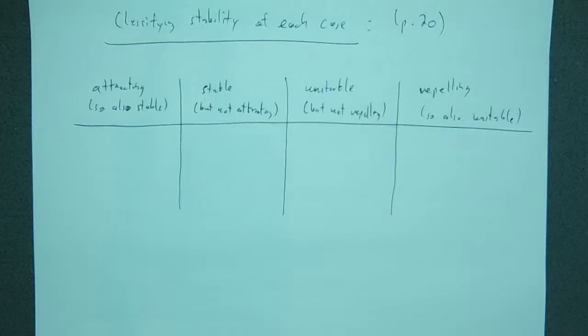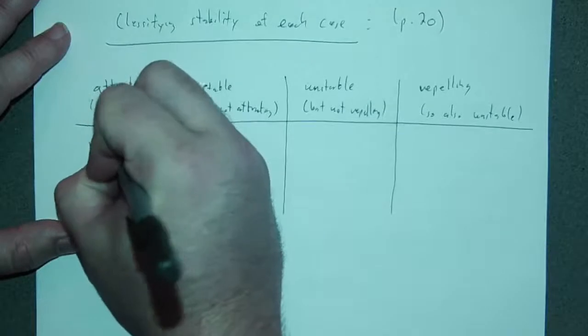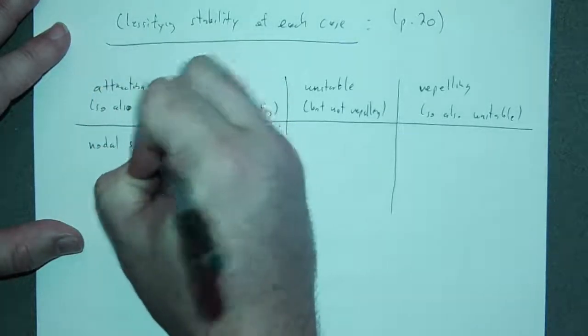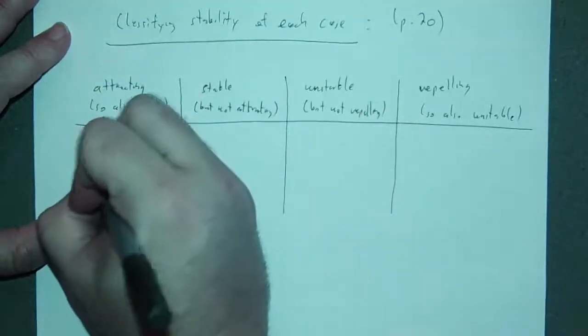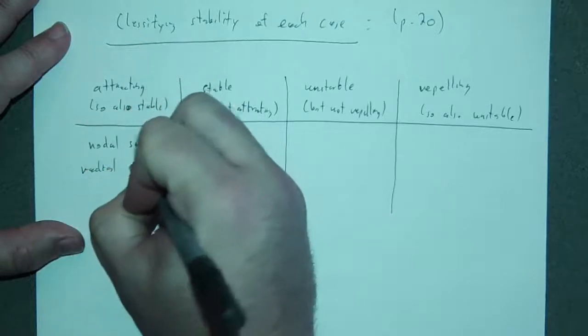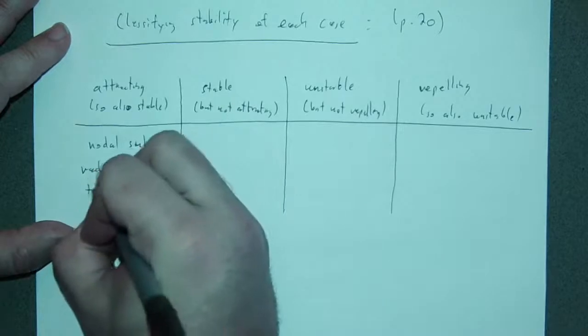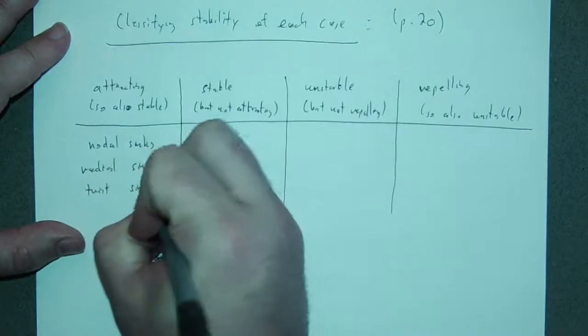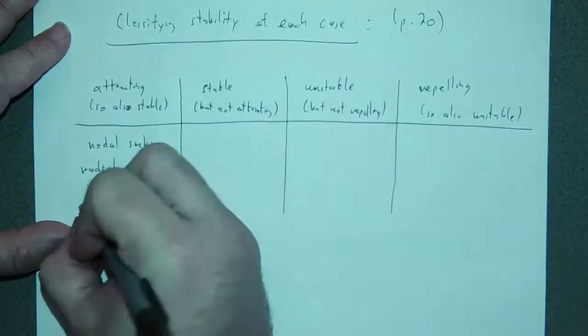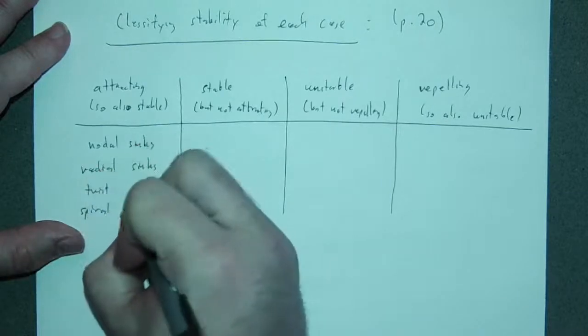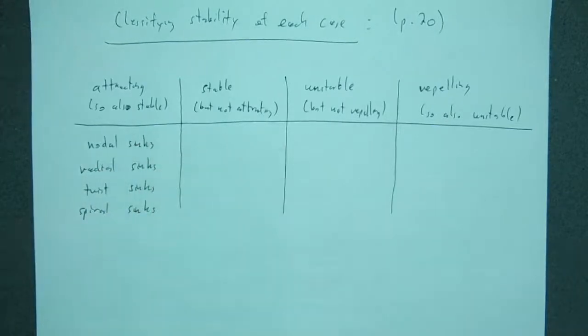So let's see what things are attracting. Well, the sinks. Nodal sinks, radial sinks. Doesn't matter whether they're clockwise or counterclockwise. Twist sinks. Spiral sinks. Okay. Now, there are some sinks that are not attracting.